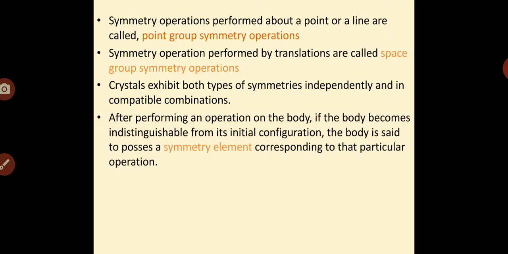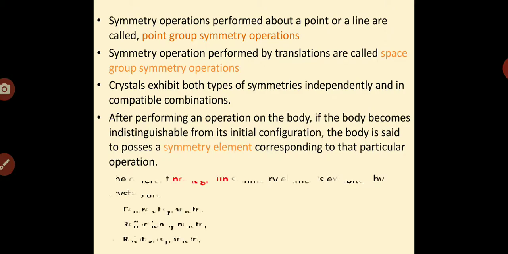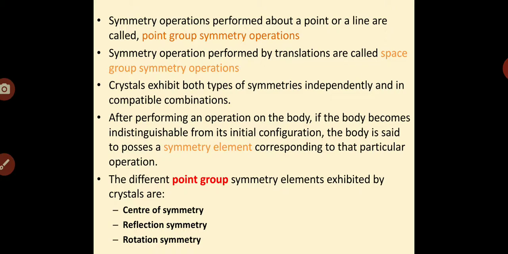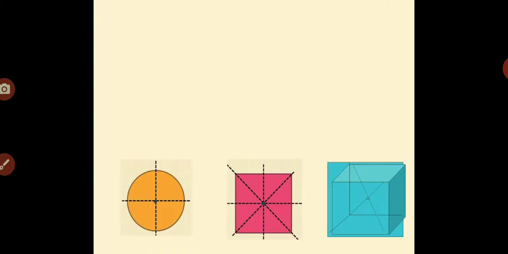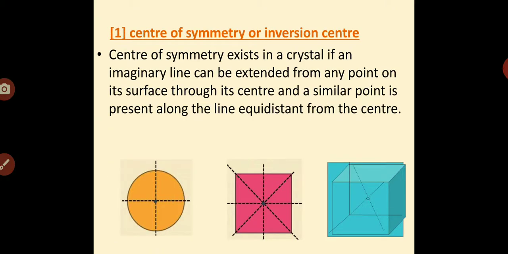After performing an operation on a body, if the body becomes indistinguishable from its initial configuration, the body is said to possess a symmetry element corresponding to that particular operation. The different point group symmetry elements exhibited by a crystal are center of symmetry, reflection symmetry, and rotation symmetry. First one, center of symmetry, also known as inversion center.